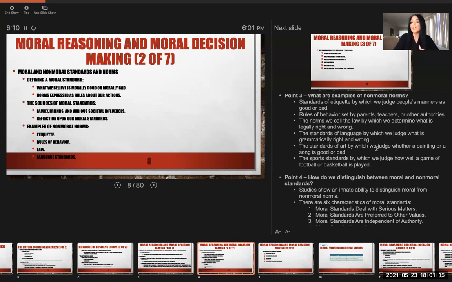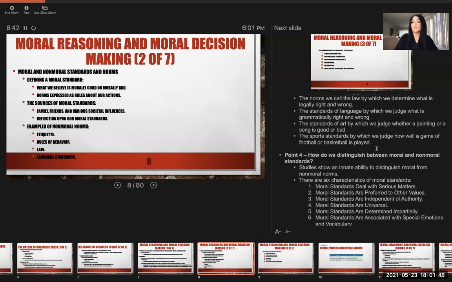Well, standards of etiquette by which we judge people's manners are good or bad, the rules of behavior set by parents, teachers, or other authorities, the norms we call the law by which we determine what is legally right and wrong, the standards of language by which we judge what is grammatically right or wrong, the standard of art by which we judge whether a painting or a song is good or bad, the sports standard by which we judge how well a game of football or basketball is played.